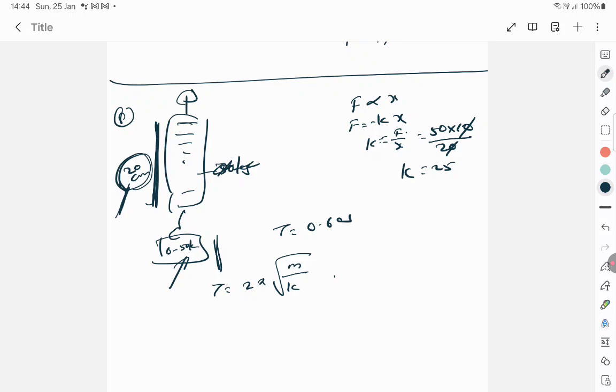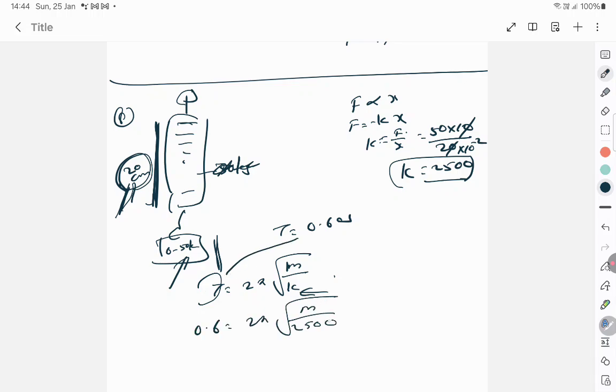But the x is given in centimeter, while the mass is in kg. So convert centimeter into meter and take it up. So this is your k. Once you get your k, you can plug this in here, and you want to find the actual mass. For this time period of oscillation 0.6, what will be the mass? k is 2500; substitute, cross multiply, get your answer, and that's about it.